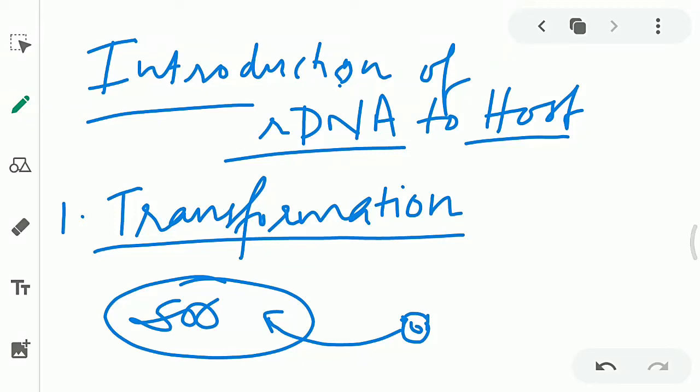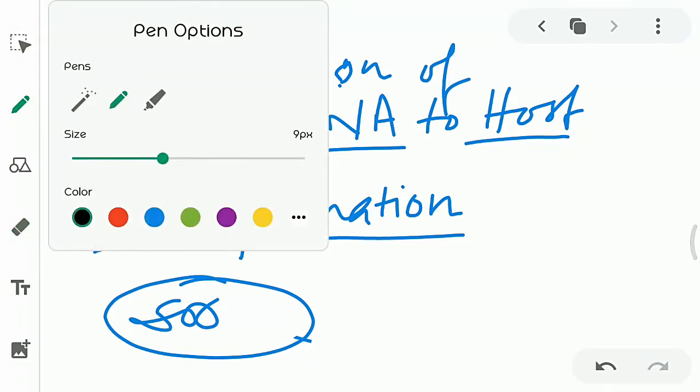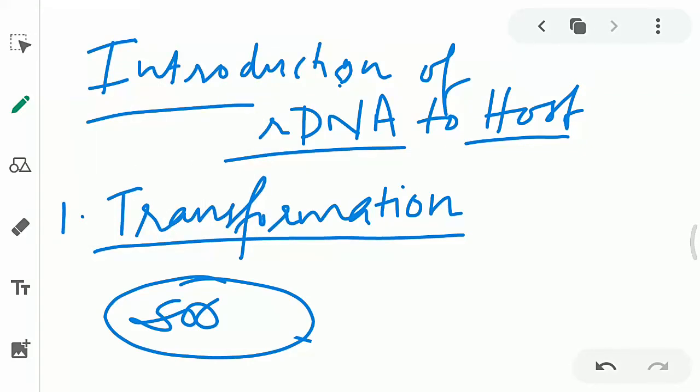So transformation, let us discuss transformation first. It is the method of gene transfer where naked DNA is directly taken up by bacterial cells. But E. coli won't take naked DNA so easily. And for E. coli, there is a special technique, or a special treatment, developed by Mandel and Higa.